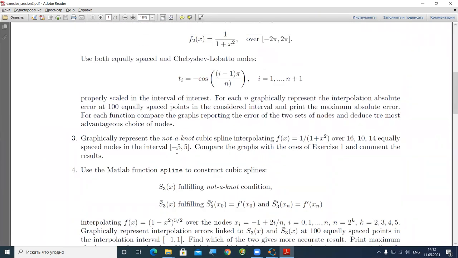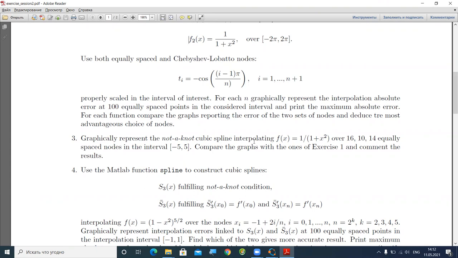Graphically represent the not-a-knot cubic spline. Now we will move to the splines. Do you remember what a spline is? This is a piecewise function which approximates our function, so it is very close to our function.